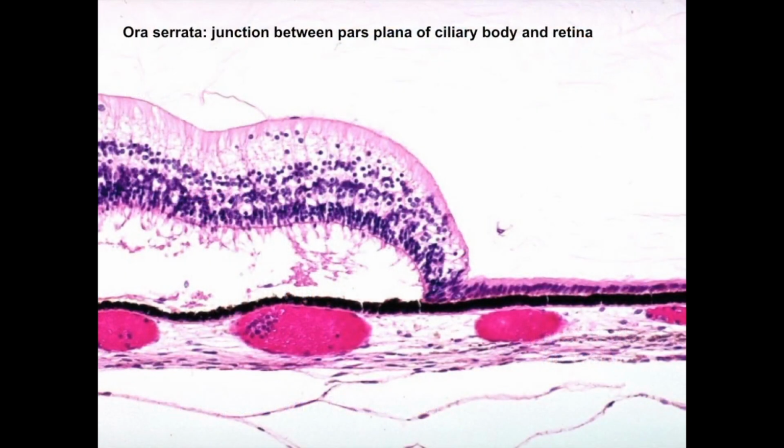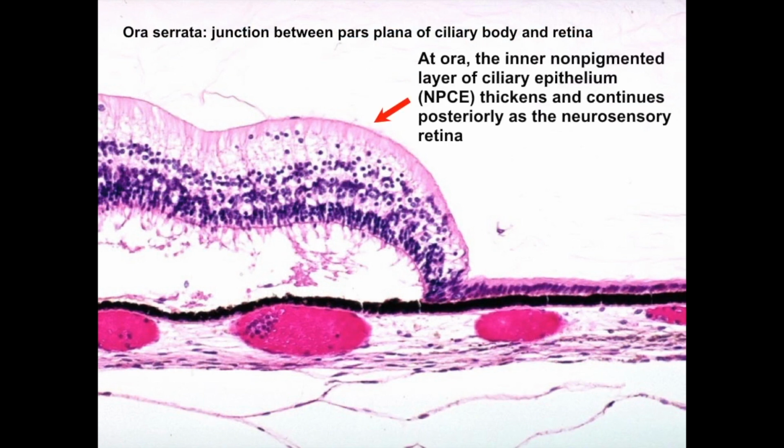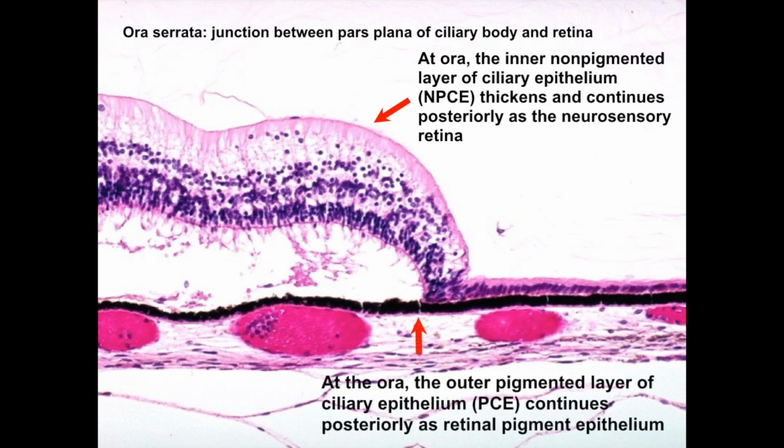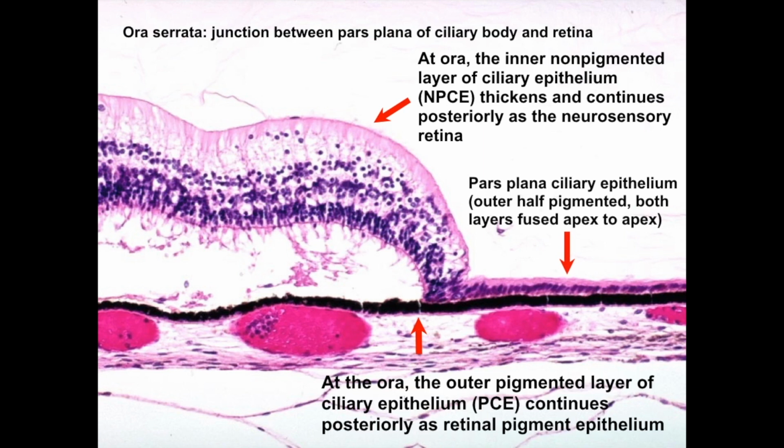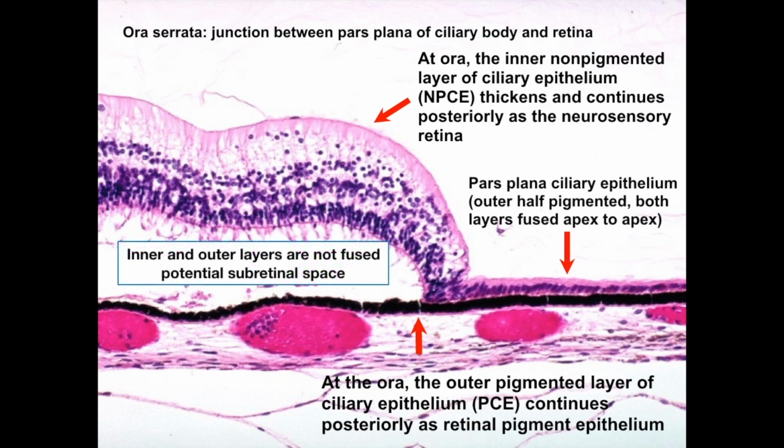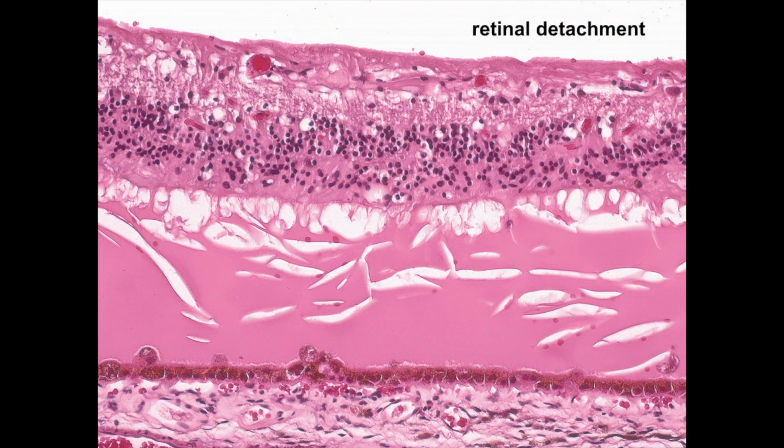At the ora serrata, the non-pigmented ciliary epithelium of the pars plana abruptly thickens and continues posteriorly as the neurosensory retina. The pigmented ciliary epithelium continues posteriorly as the retinal pigment epithelium. Although these two layers are fused together in the iris and ciliary epithelium, the retina and retinal pigment epithelium are not fused together, and a potential space is present between both layers. The apical surfaces of these layers project into the subretinal space. Fluid collects in the subretinal space during retinal detachment or separation.